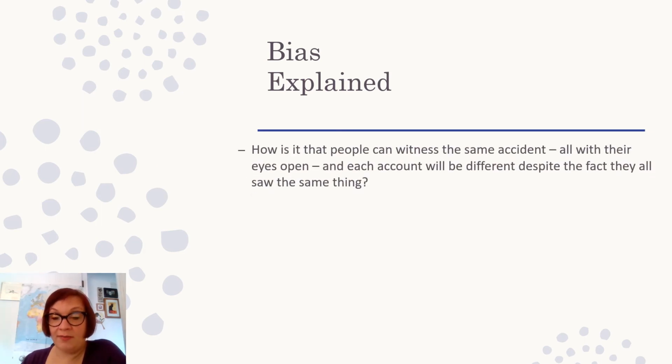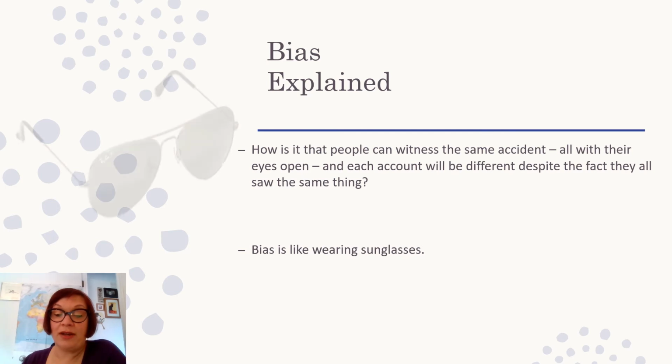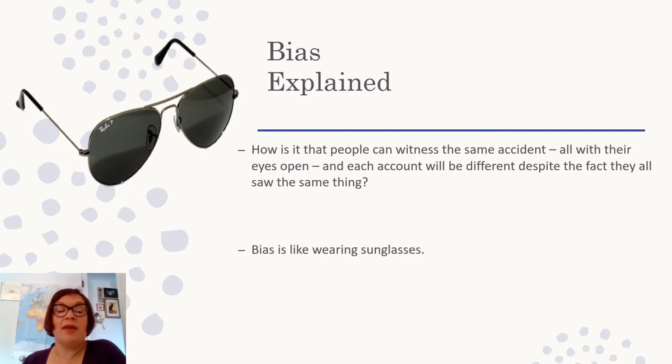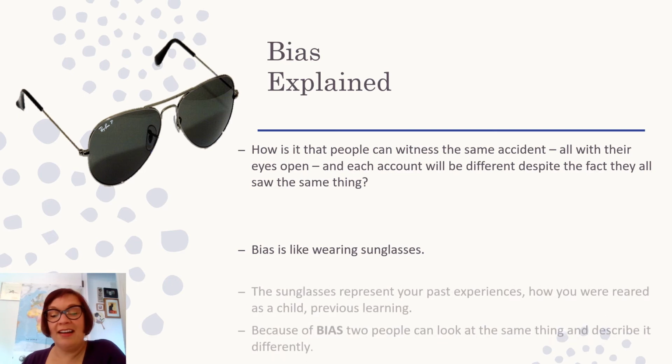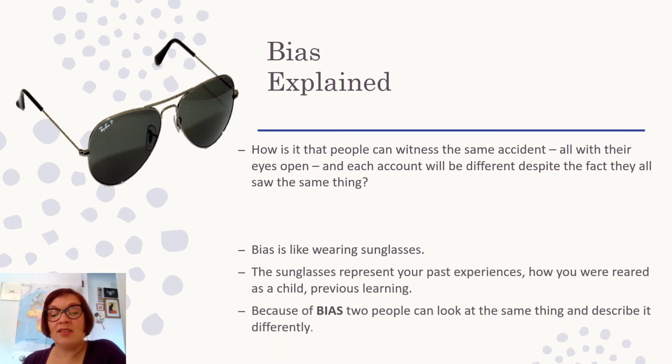Now think about this. How is it that people can witness the same accident, all with their eyes open, and each account will be different despite the fact they all saw the same thing? Bias is like wearing sunglasses. There's some nice Ray-Bans there, yeah, to demonstrate this. Because the sunglasses represent your past experiences, how you were reared or brought up as a child, and your previous learning up to this point. So because of bias, two people can look at the same thing and have completely different opinions on it.